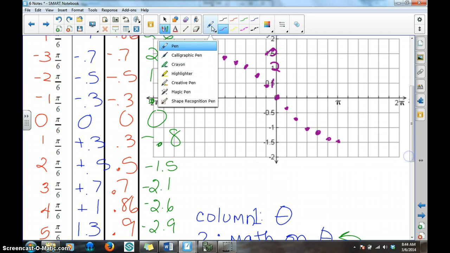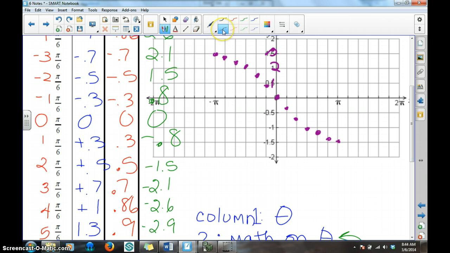This graph, when it's done, ends up looking something like this. And that is -3 times the sine of theta over 2.